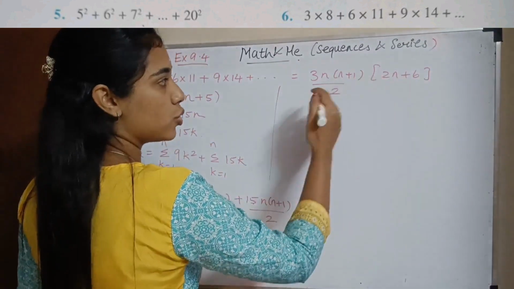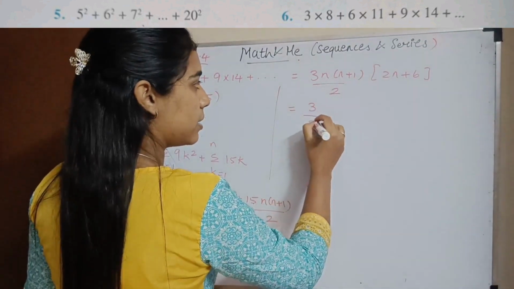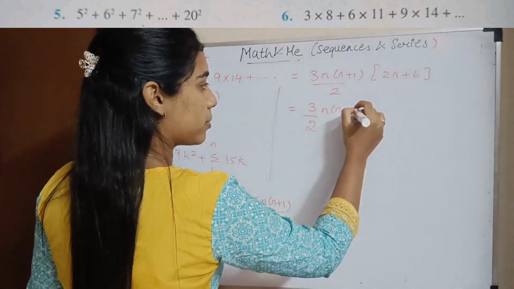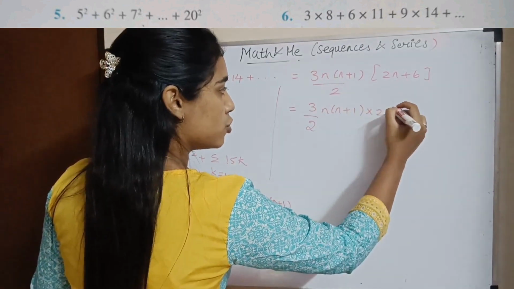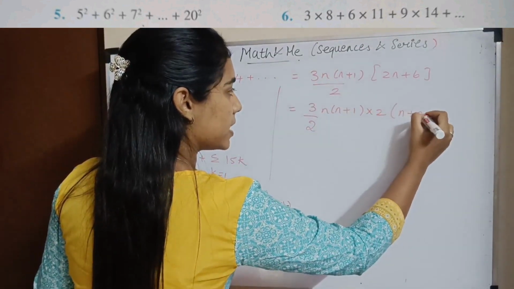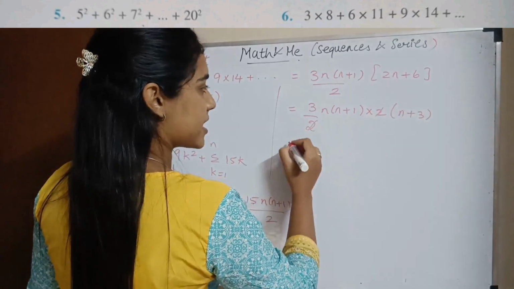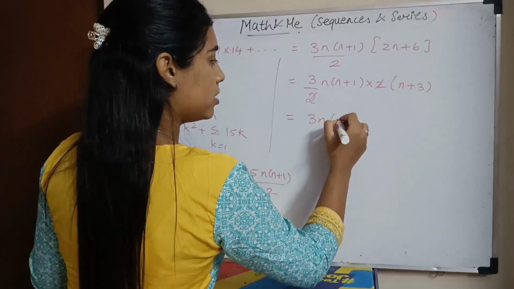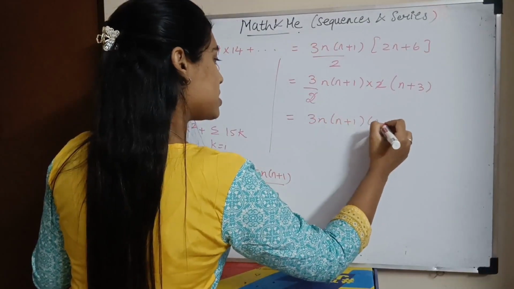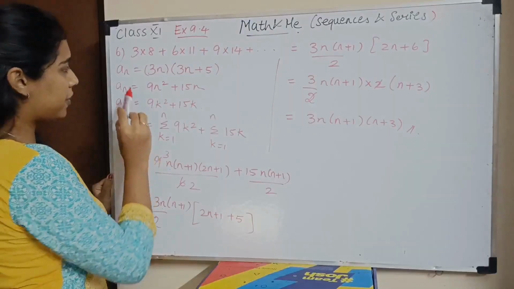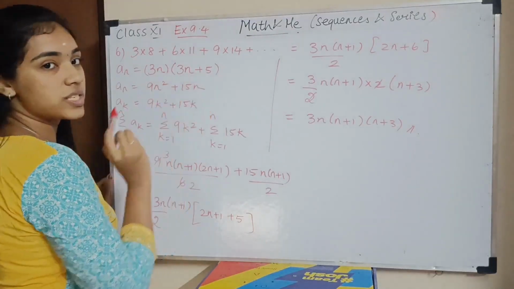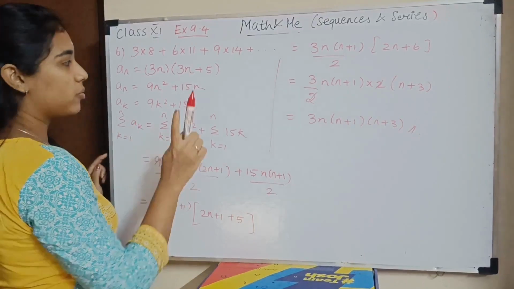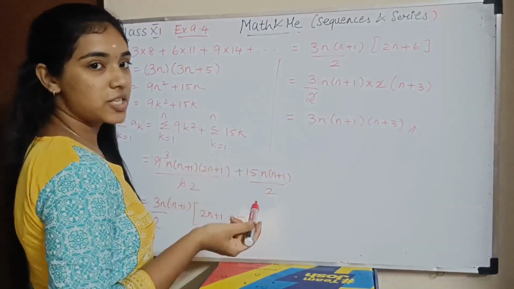So I'm going to take the 2 outside. So I have 3 by 2 of n into n plus 1 times 2 of n plus 3. So the 2 and 2 get cancelled. I'm left with 3n of n plus 1 times n plus 3. You have to find how your an looks like. That's the major problem. When you find this out, you can just simply solve them. Okay.